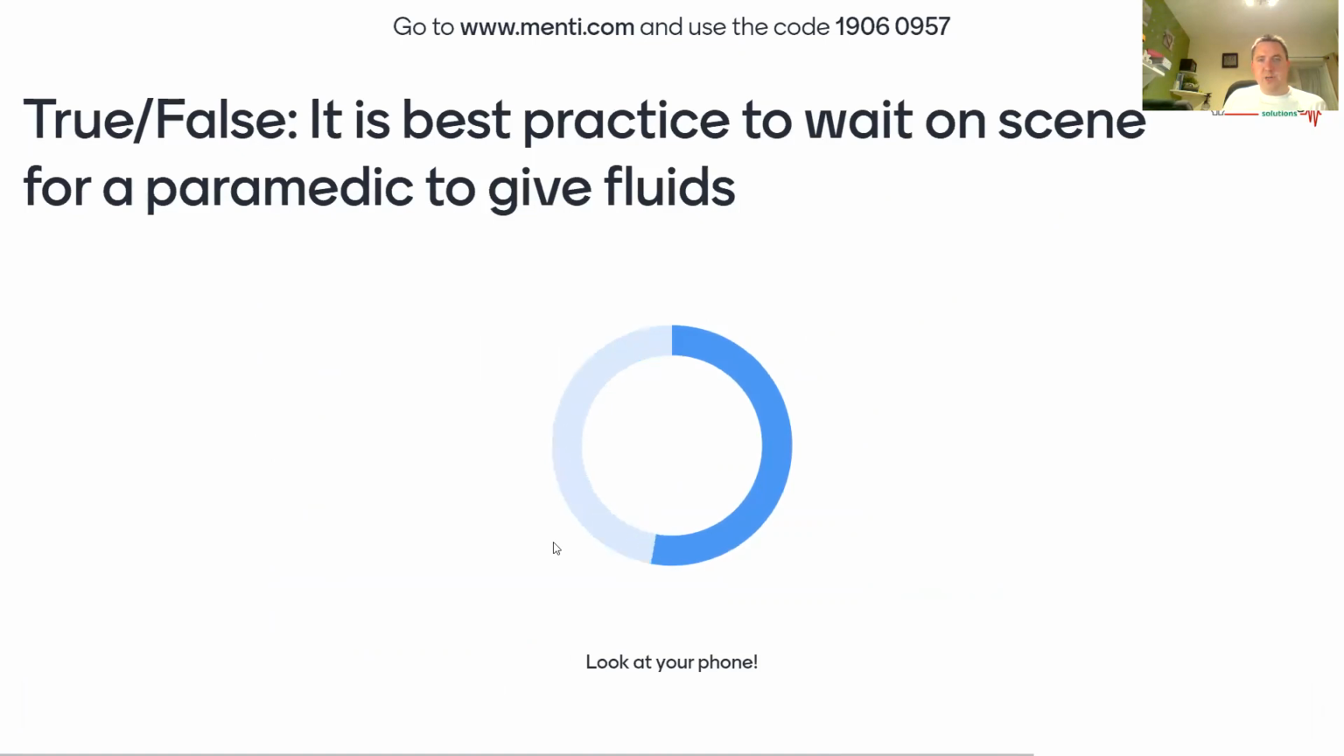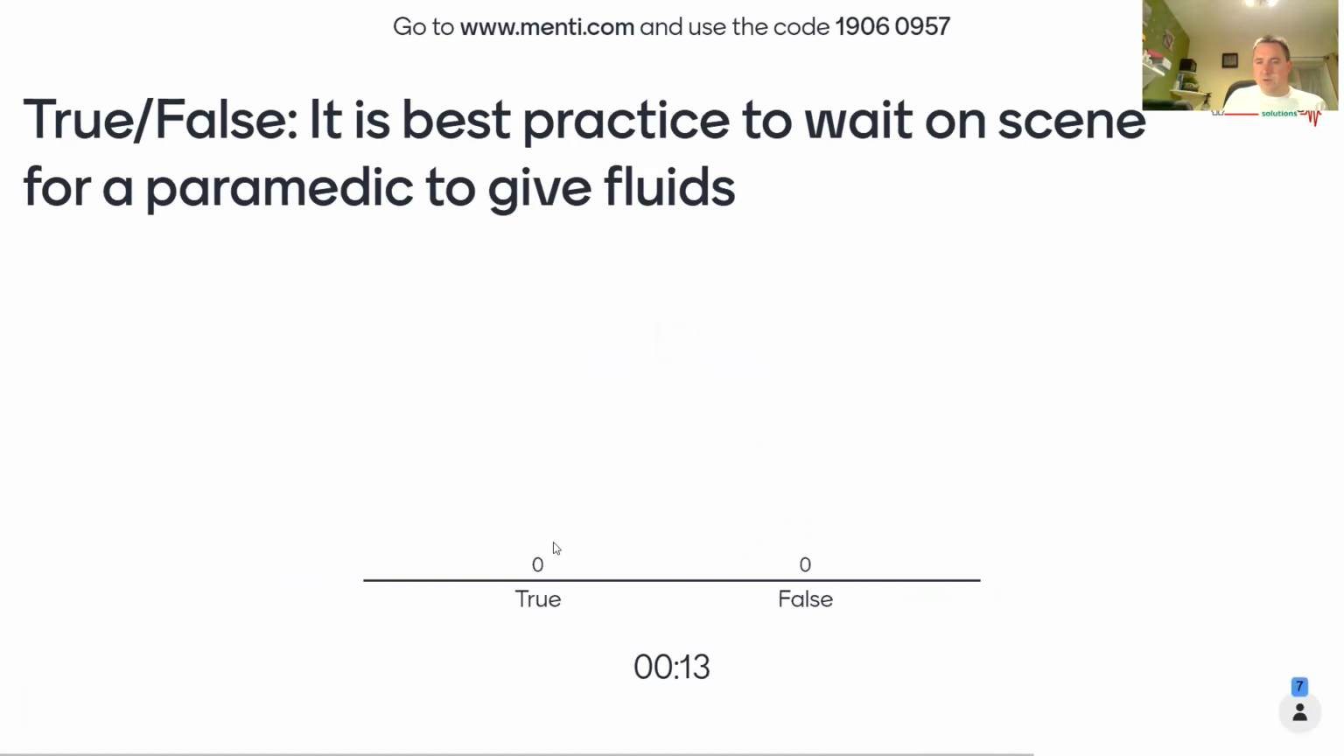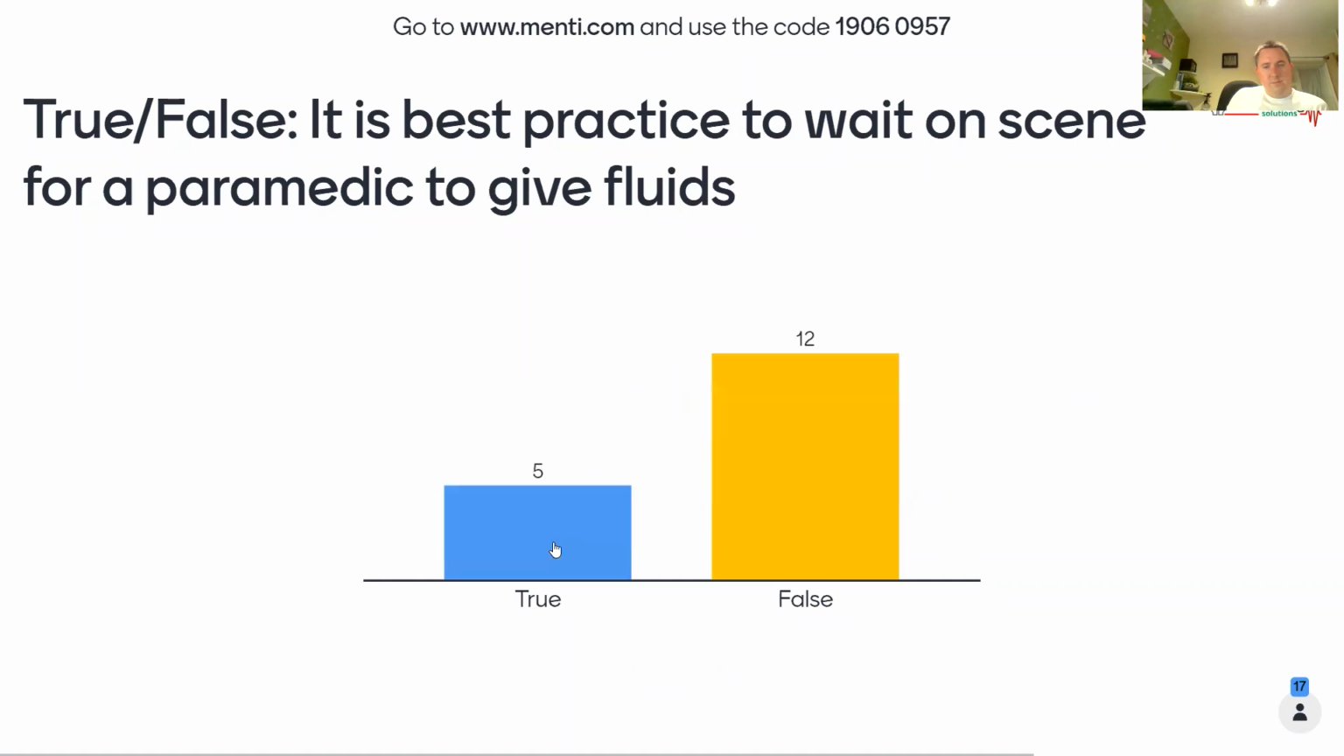True or false? It's best practice to wait on scene for a paramedic to give fluid. So this is in a patient with sepsis. True or false? Do we wait on scene for the paramedic to give fluid? Well done. It is, of course, false.